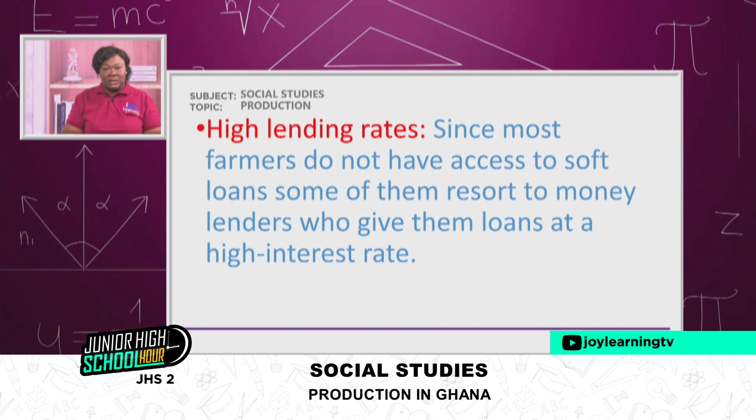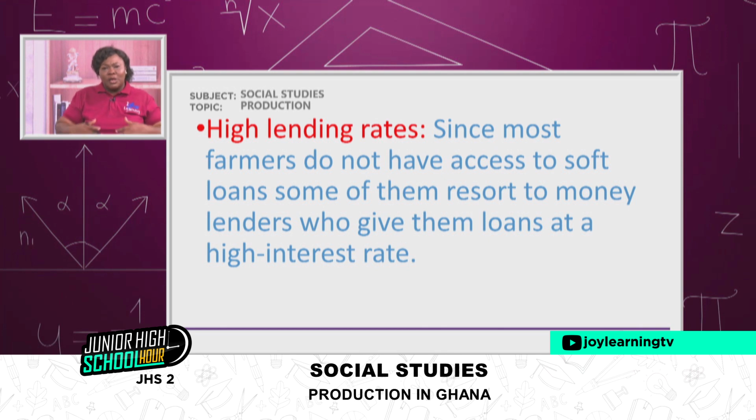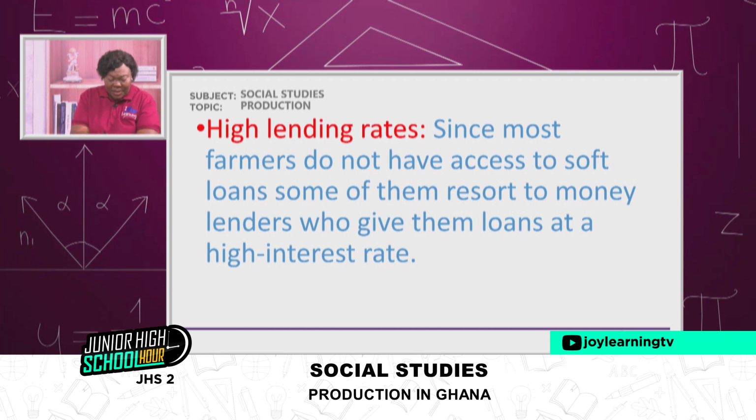High lending rates. Since most farmers do not have access to soft loans, some of them resort to money lenders who give them loans at high interest, and some even chase them and take back their lands from them because they have not been able to pay the money that they went to take. So what happens? When this happens, it makes the poor farmer not able to continue with whatever he wants to plant for Ghana. So, high lending rates. When they go to the banks, it's difficult for them to access loans. So these are some of the challenges that some of the farmers have.